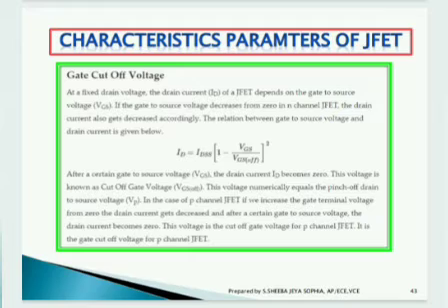This voltage numerically equals the pinch off drain to source voltage. In case of a P-channel JFET, if we increase the gate terminal voltage from 0, the drain current gets decreased, and after a certain gate to source voltage the drain current becomes 0, and this voltage is the cutoff gate voltage for the P-channel JFET, as distinct from the N-channel JFET.